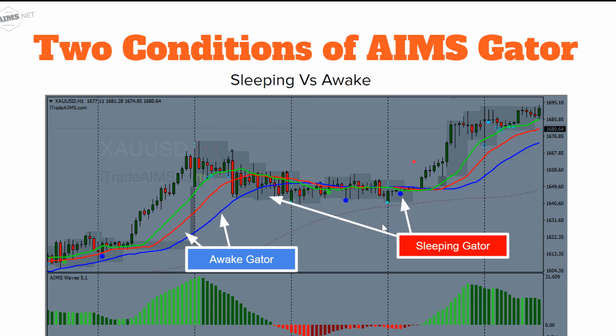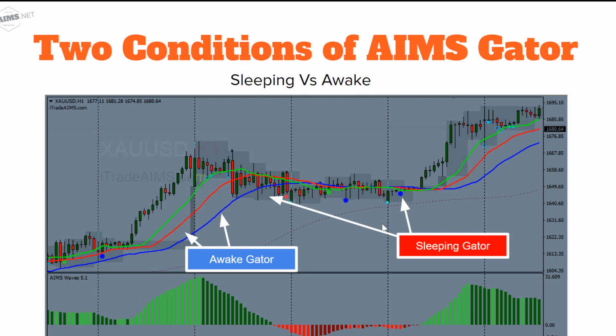So 2 conditions of AIMS Gator. This indicator basically has 2 conditions. One is the sleeping gator and the other one is awake. So you can call it the open and the closed gator, or the sleeping and awake. If you go with the metaphor of the alligator, then the sleeping and awake would make more sense to you, which means when it's sleeping, it's chasing after price, it's hungry. When it's awake. And when it goes to sleep, then price might be inside its tummy, something like this.